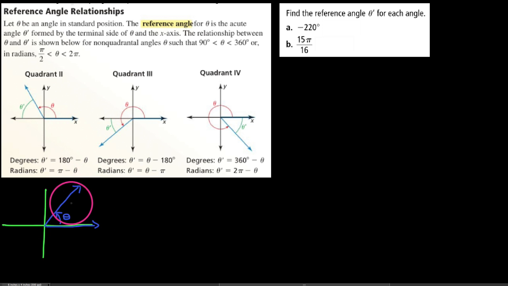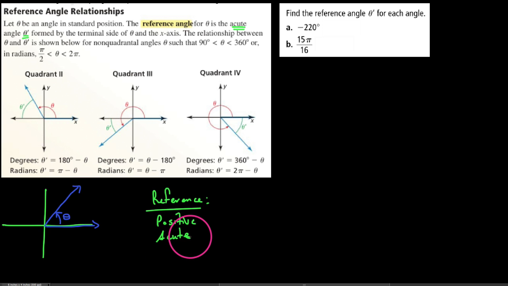But given any angle in standard position, we say that it has an associated related angle, or a reference angle. So let's go ahead and read the definition of a reference angle. We say that the reference angle for the angle theta is the acute angle theta prime formed by the terminal side of theta and the x-axis. And in every one of these instances, what we want to say about reference angles are two things: they are positive and they are acute, okay?